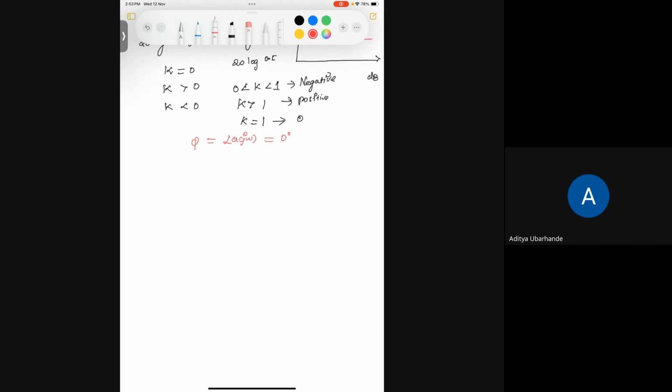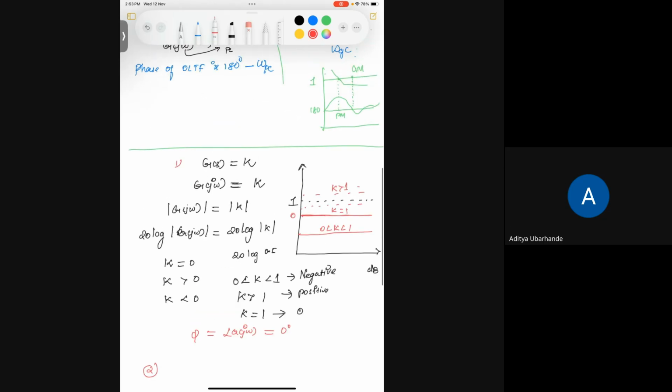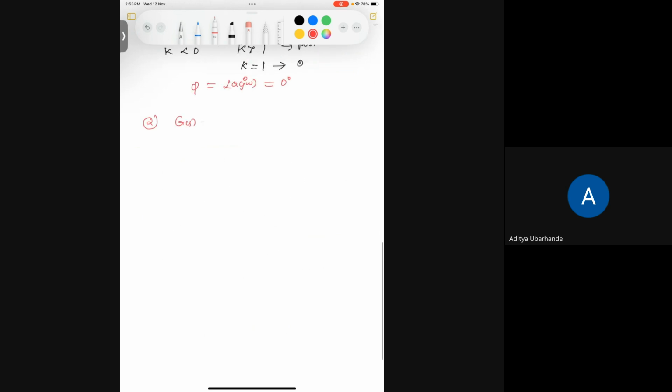Right. Second transfer function: G(s) equals k by s, for an integrator. How can I write it? It will be G(j omega) equals k by j omega. If I want to write it in terms of magnitude in decibels, it is 20 log of k by j omega.